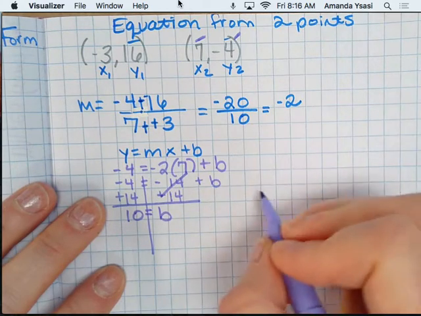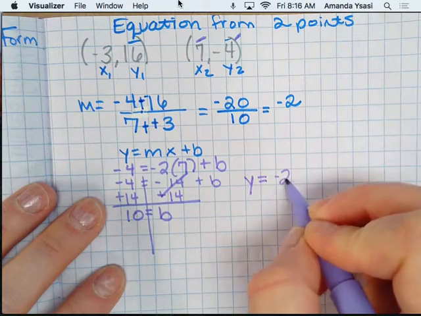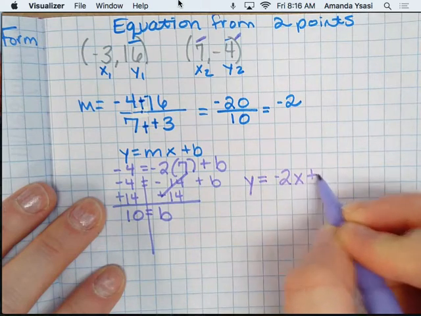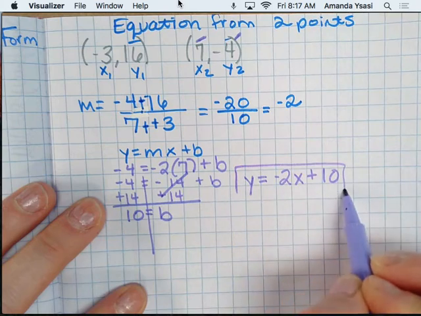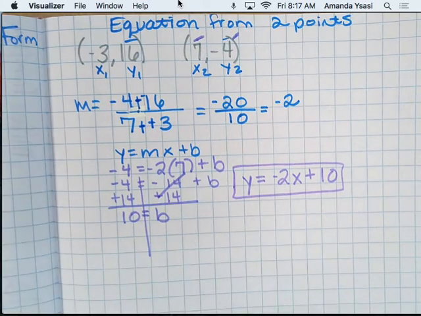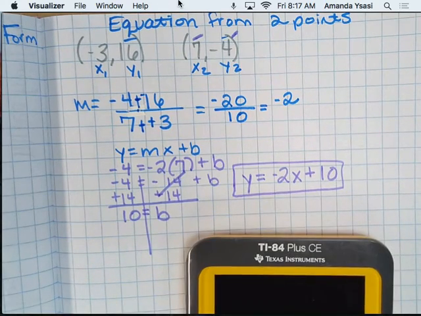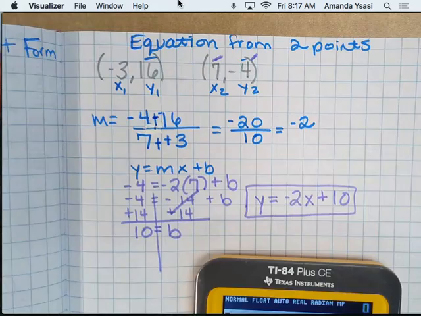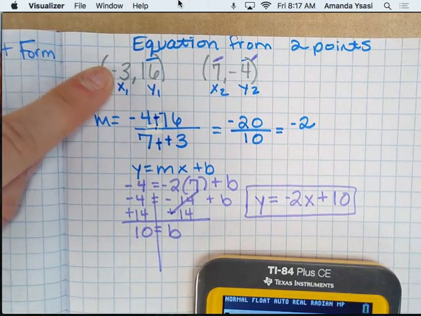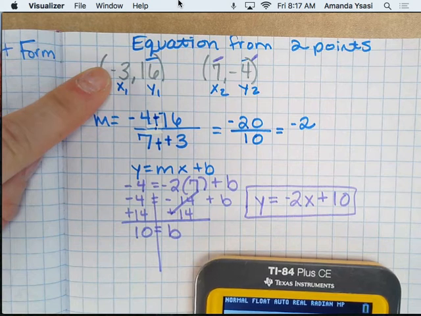So then we're going to write our equation. y equals m, -2, x plus b, plus 10. I want to make sure it's correct because I could have made a mistake. So I'm going to go to y equals, and then I'm going to check that the table has both of these points. Clear out what's in there.